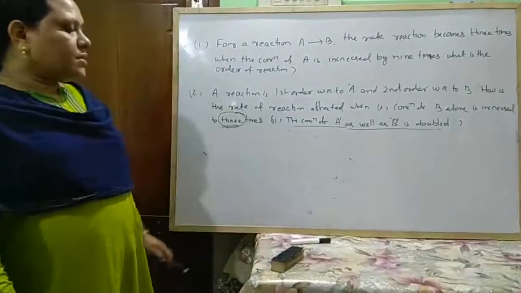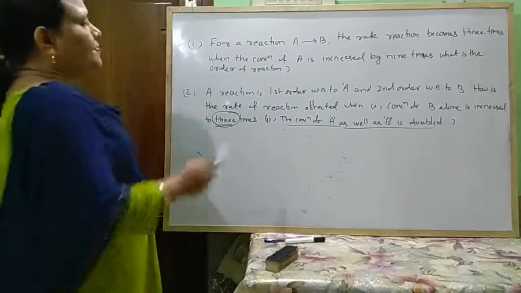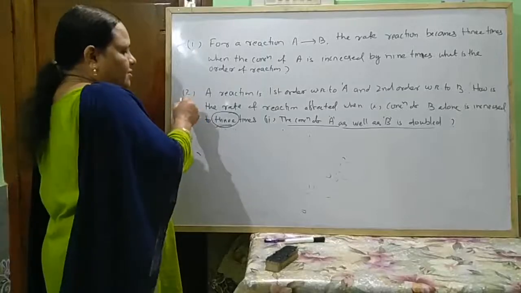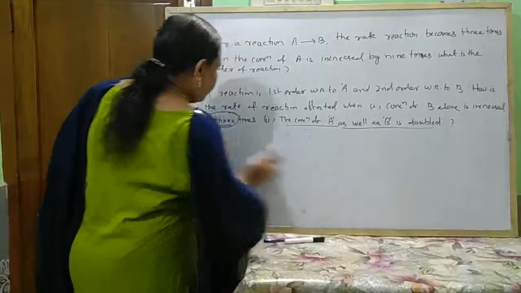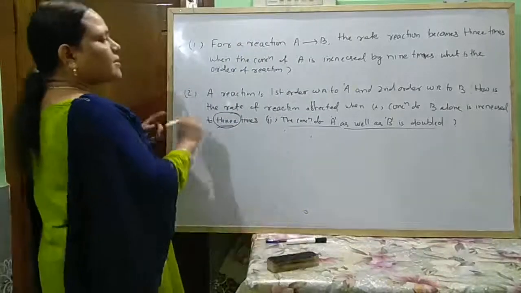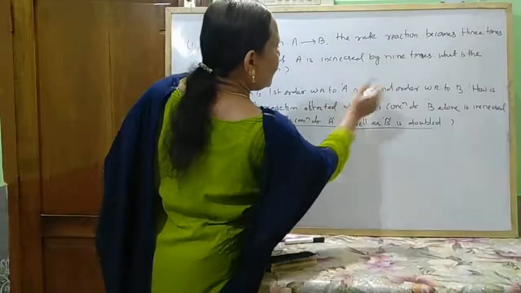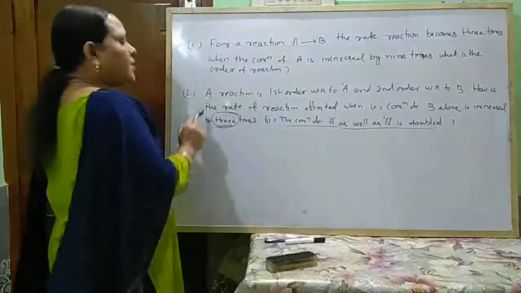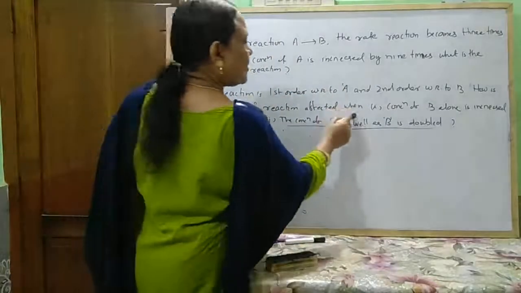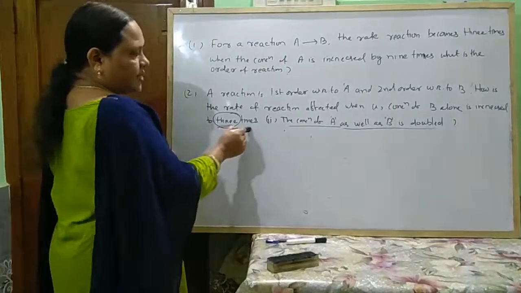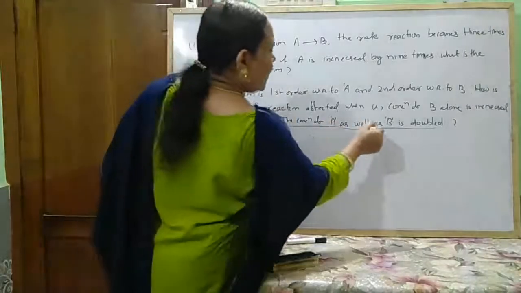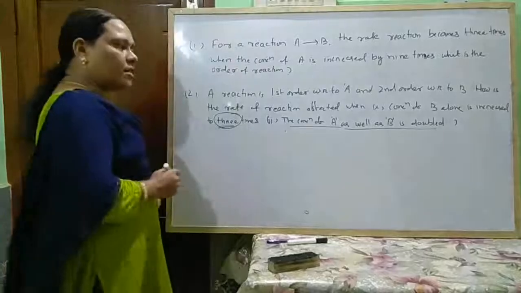Okay, now comes the problematic part. Questions 1 and 2 are given. Let us first discuss question number 2. A reaction is first order with respect to A and second order with respect to B. How is the rate of reaction affected when the concentration of B alone is increased to 3 times and the concentration of A as well as B is doubled?